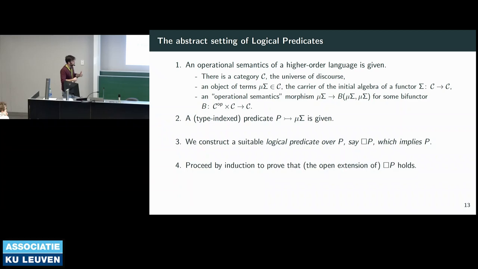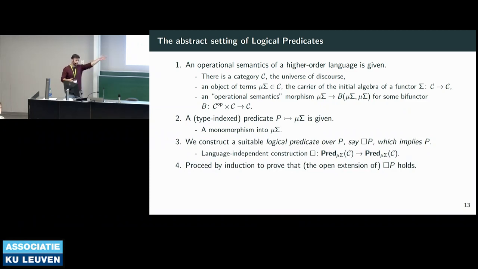Categorically, or for the higher order abstract GSOS paradigm, having an operational semantics means that you have a coalgebra, and kind of a higher order coalgebra. So B here is a bifunctor, and you have a morphism from mu sigma to B mu sigma of mu sigma, which tells you how terms evolve, what their small step operational semantics are, or could be big step, I don't know. So now you're given a type indexed predicate P mu sigma. Okay, that's a monomorphism into mu sigma. That's just easy.